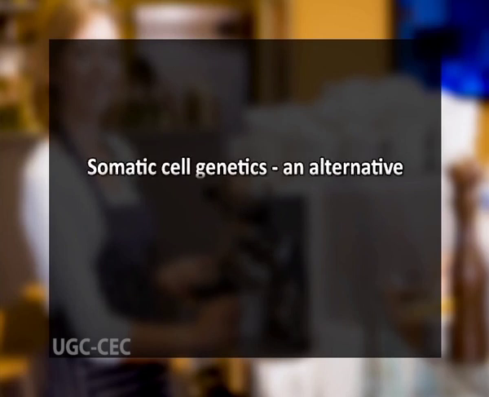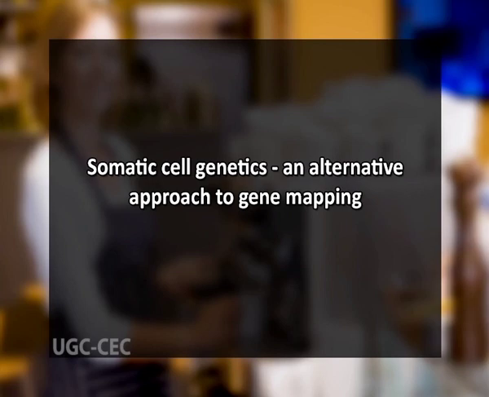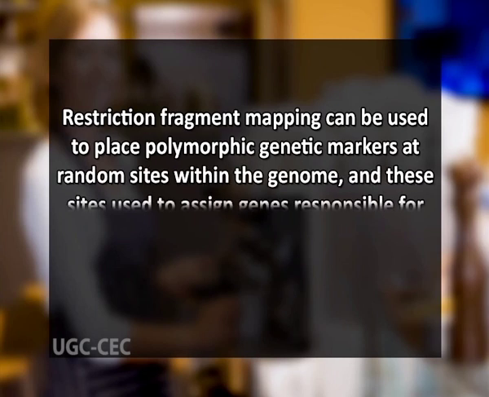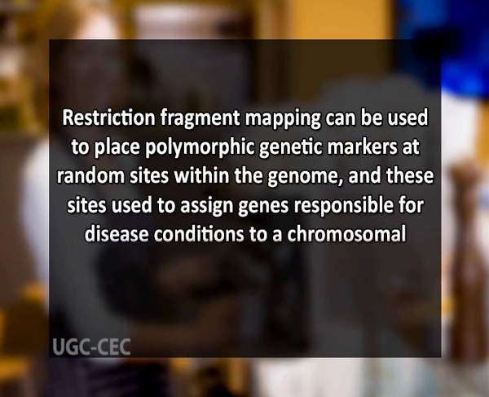Now moving on to somatic cell genetics, an alternative approach to gene mapping. Mammalian gene mapping techniques are now sufficiently advanced to contribute significantly to human molecular genetics. Restriction fragment mapping can be used to place polymorphic genetic markers at random sites within the genome, and these sites used to assign genes responsible for disease conditions to a chromosomal region.